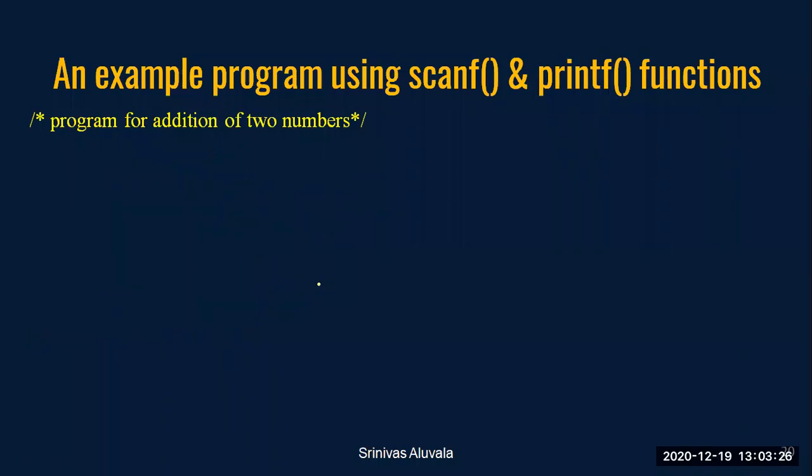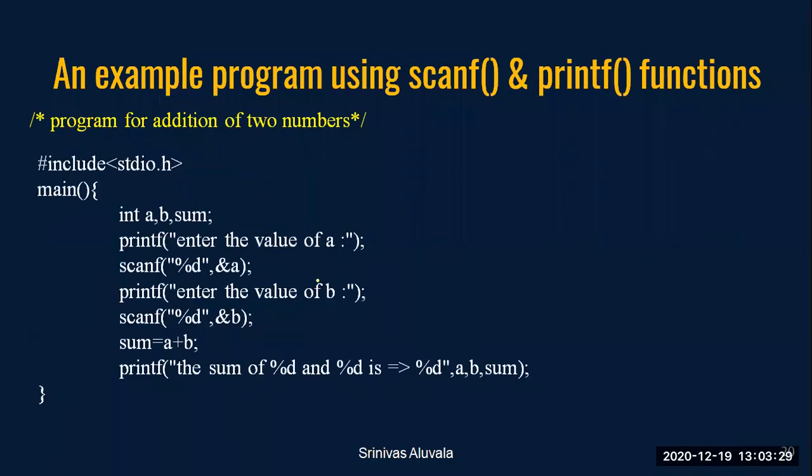And the same program I write in a somewhat different way, to be more specific. Hash include stdio.h, main, and int a comma b comma sum. I used the output statement printf, enter the value of a. Then I used the input statement scanf percentage d ampersand a to store the value in the address. Then I asked to enter the value for b, and take the data from the user and store it in the address of b. And then I calculated the addition of the two numbers, a plus b.